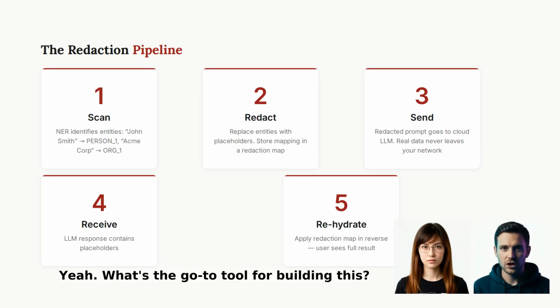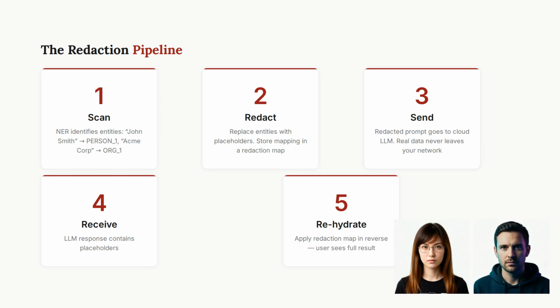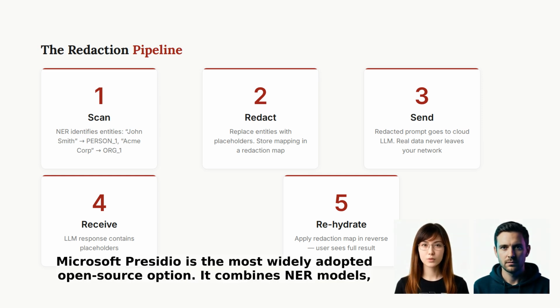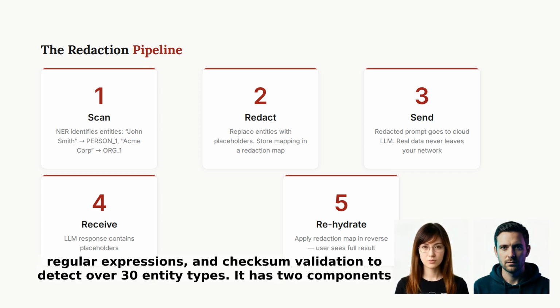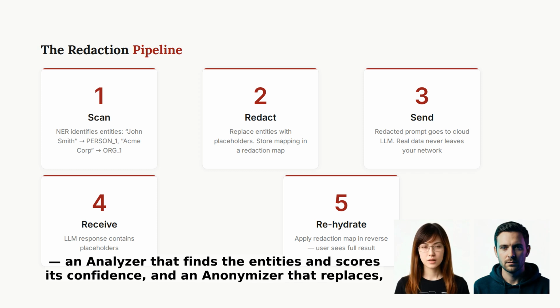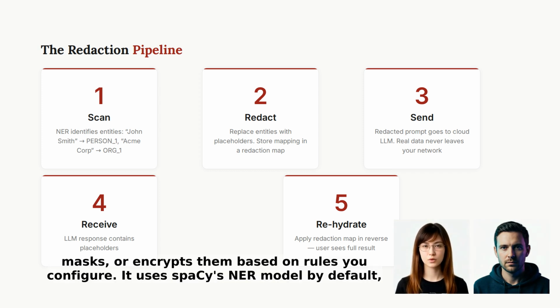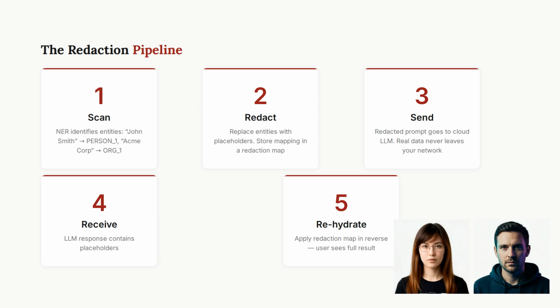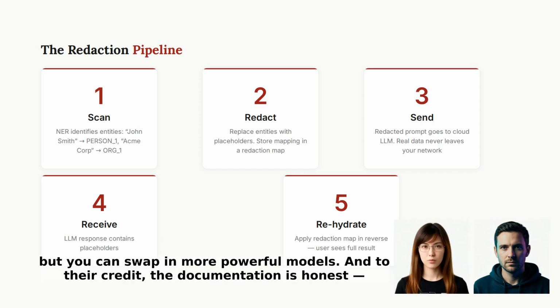Yeah. What's the go-to tool for building this? Microsoft Presidio is the most widely adopted open source option. It combines NER models, regular expressions, and checks on validation to detect over 30 entity types. It has 2 components, an analyzer that finds the entities and scores its confidence, and an anonymizer that replaces, masks, or encrypts them based on rules you configure. It uses spaCy's NER model by default, but you can swap in more powerful models.